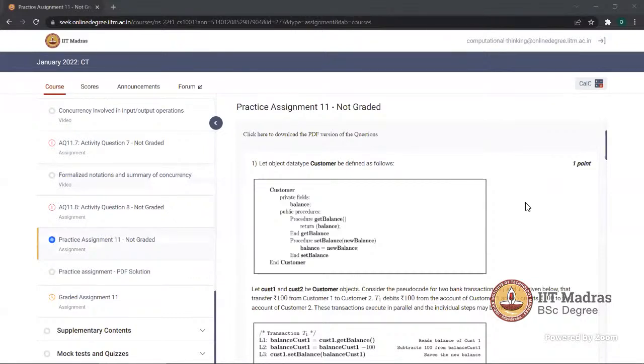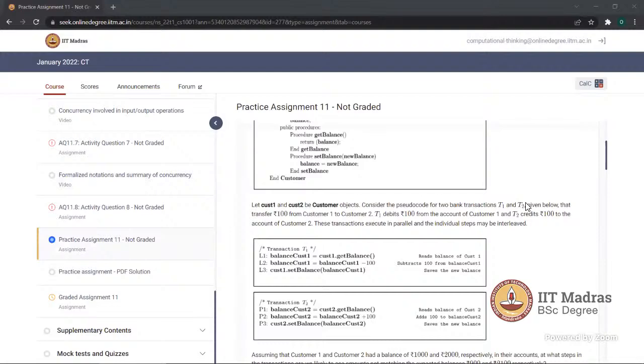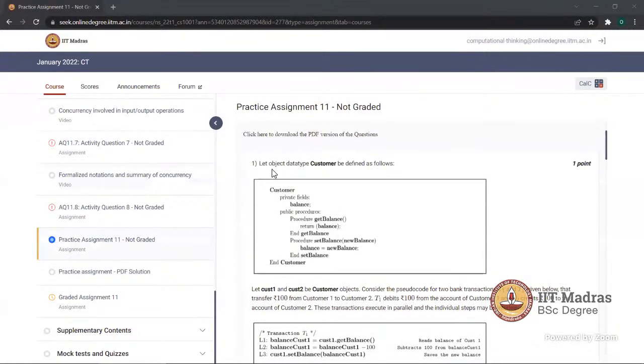So what is happening in this question is that Customer is one data type. Customer is a data type, as in it's a class, right? As you say, class Customer, and it has one private field which is balance, and one public procedure which is getBalance and returns balance. We have not been given an actual definition of it, we just have to assume it's there, right?